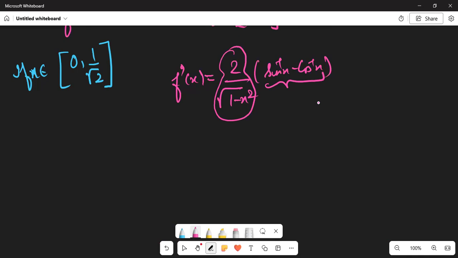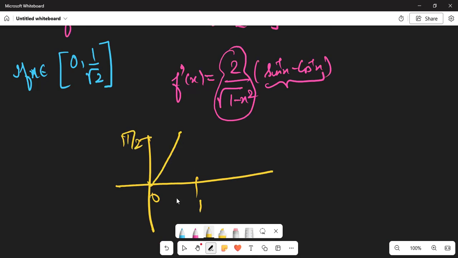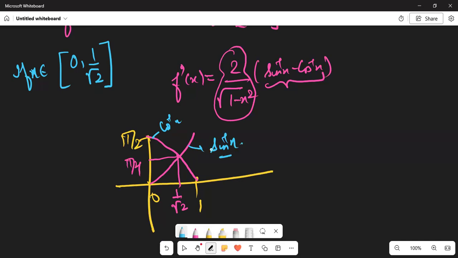Now again, as I drew the graph of the functions sine inverse x and cos inverse x, if this is 0, this is 1, this is pi by 2, then you know that sine inverse x is like this, and cos inverse x is like this. The intersection point is 1 by root 2, and this is the angle pi by 4. So this is cos inverse x, and this is sine inverse x. And x is lying between 0 and 1 by root 2. That means we have to restrict ourselves till this point only.